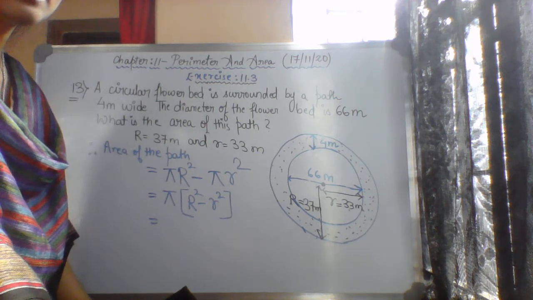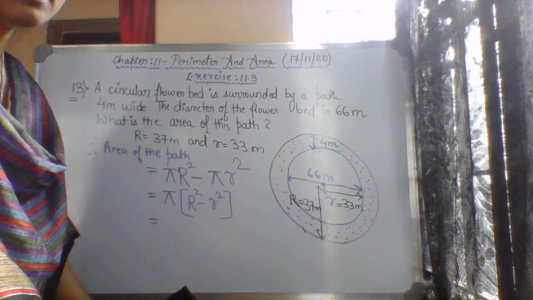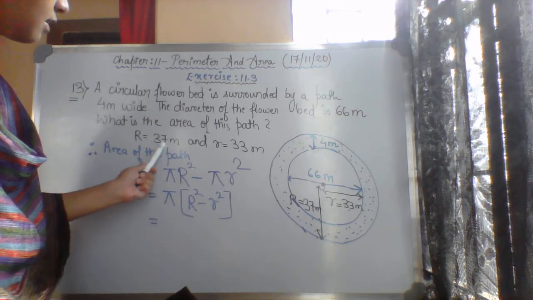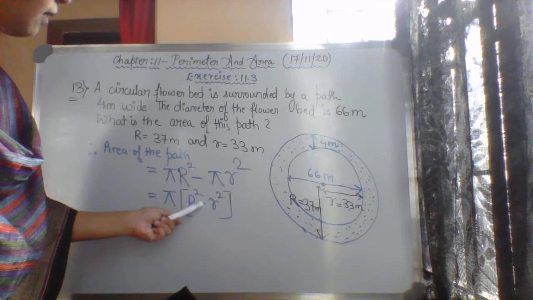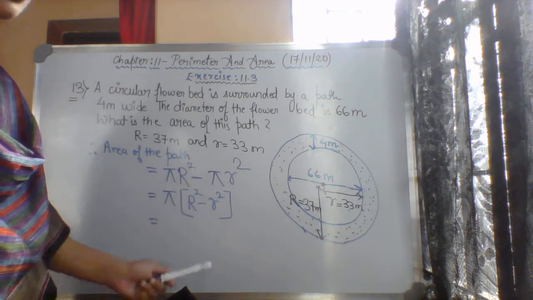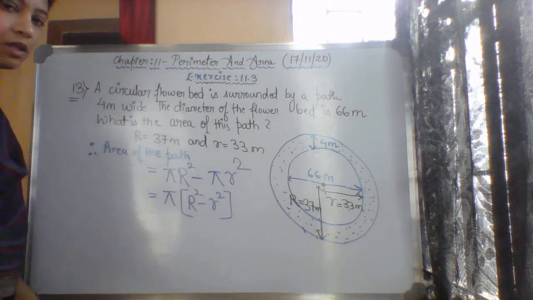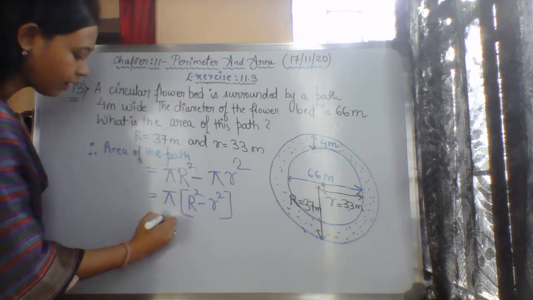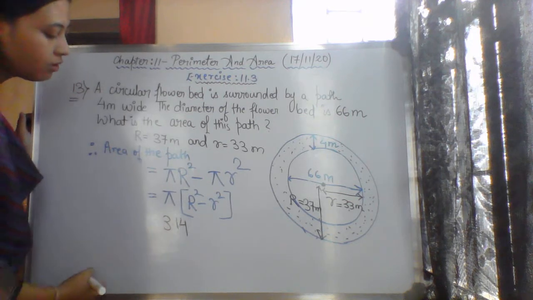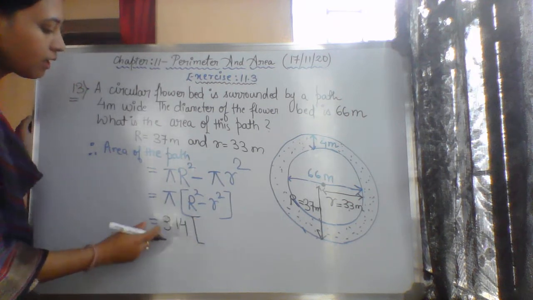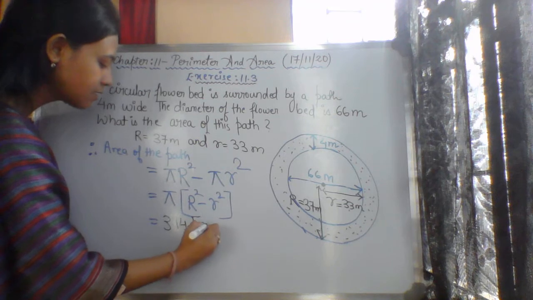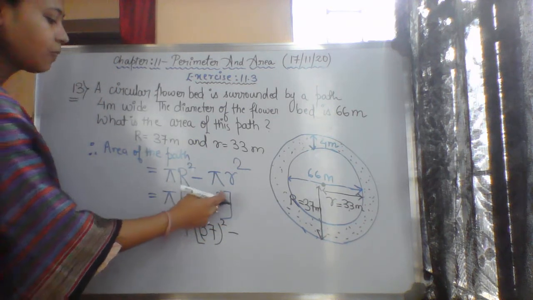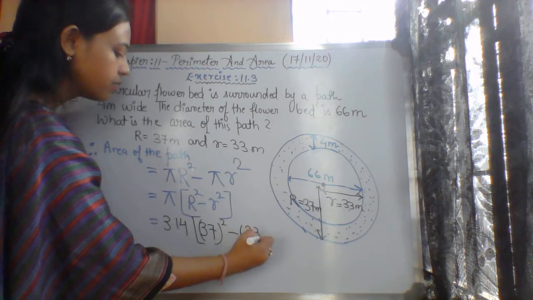Okay, see the question and apply the values. Pi value, capital R is 37, so 37 square minus 33 square. Here in the question it is given to use 3.14 for the pi, so use that value only, 3.14. So capital R is 37 square minus small r 33 square.